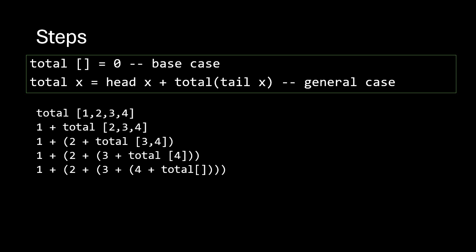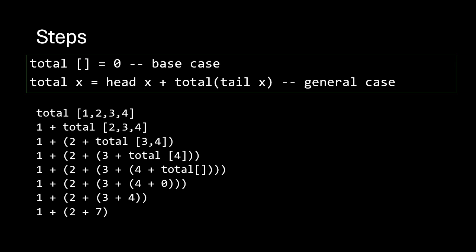Now this invokes the base case, so total with nothing in our list will return us 0. And then what we can do is essentially add up all these values as it recursively goes back up the recursion chain here. So you can see we add the 4 to the 0, which gives us 4. It'll add 3 to the 4, it'll add the 2 to the 7, and it'll add the 1 to the 9, which will give us a value of 10.